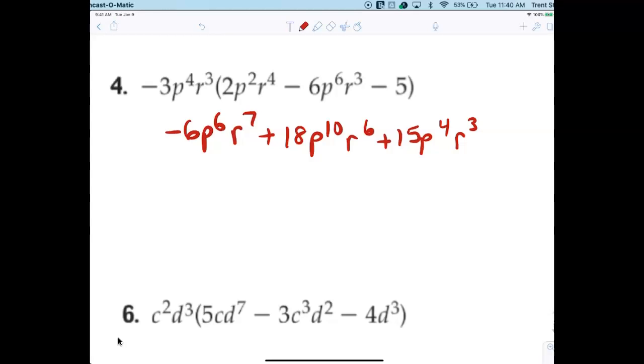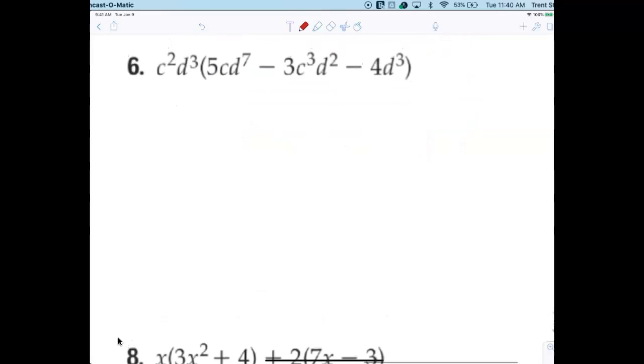The odds homework or odds for homework? Well, we're doing this whole page. Oh. All right, so right now I'm doing the evens, so we're probably going to do the odds tomorrow. Odds for homework. Very good. Nice try. All right, number 6.